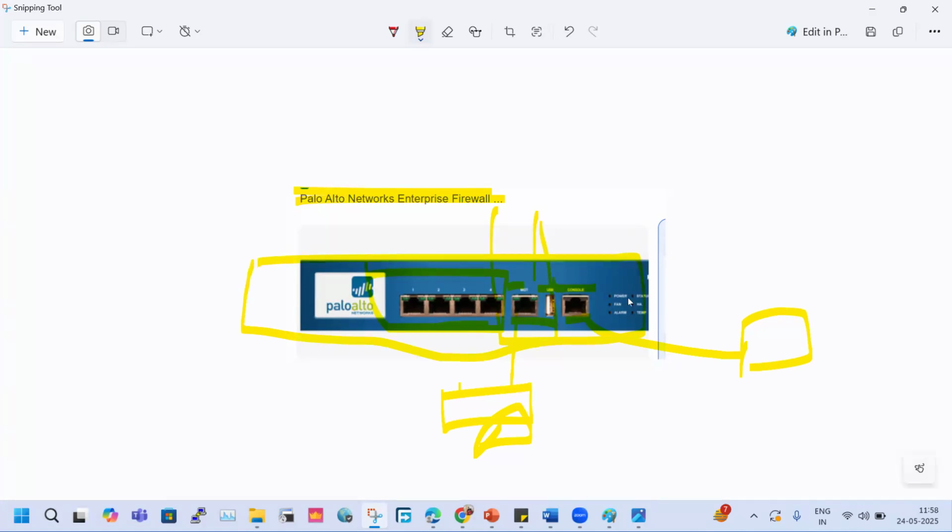This is a very old box, hence it doesn't have any HA port available. In your newer box, you will get a dedicated HA port also. You can use it for creating the HA, high availability, between your Palo Alto firewalls.